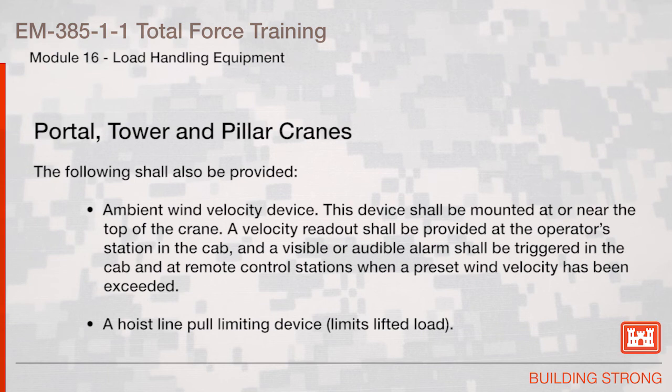The following shall also be provided: ambient wind velocity device. This device shall be mounted at or near the top of the crane. A velocity readout shall be provided at the operator station in the cab, and a visible or audible alarm shall be triggered in the cab and at remote control stations when a preset wind velocity has been exceeded. A hoist line pull limiting device that limits lifted load.